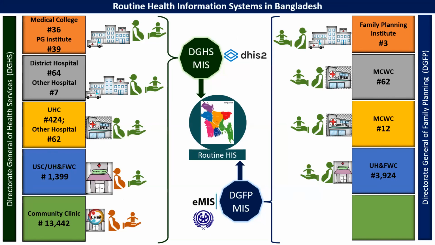DGHS facilities collect and report their data into District Health Information System, DHIS2, whereas the DGFP facilities used to collect and report their data into service statistics. Currently, electronic management information system, or EMIS, has been introduced to many districts. However, in Kushtia district, most of the facilities are still uploading their data into service statistics.